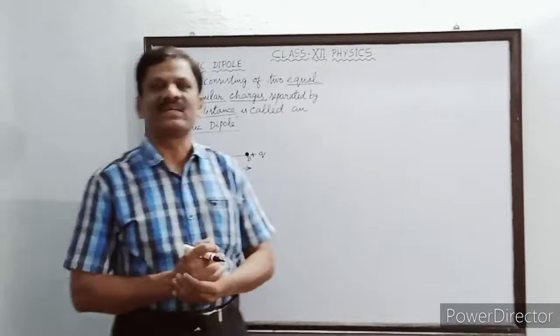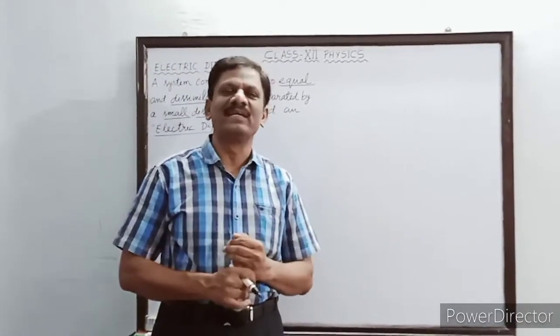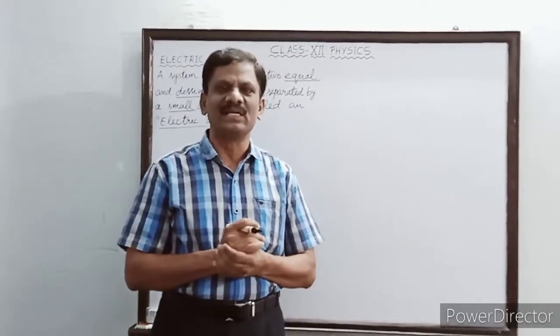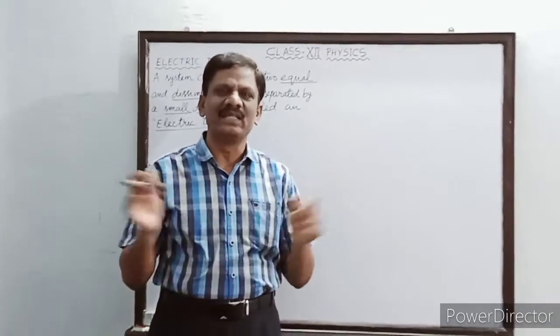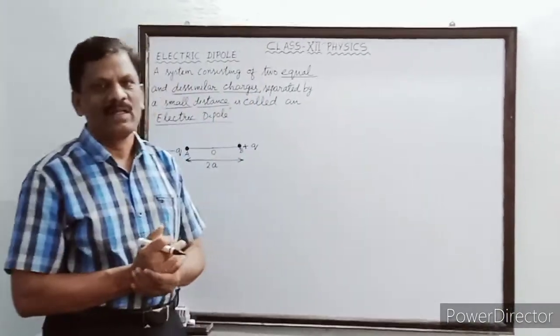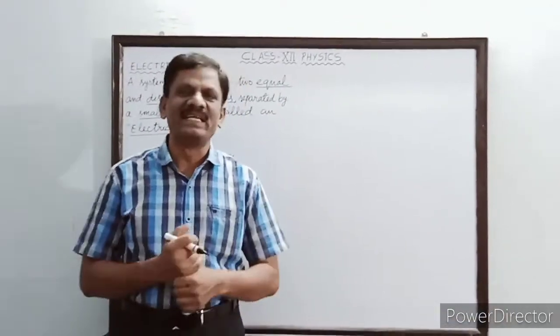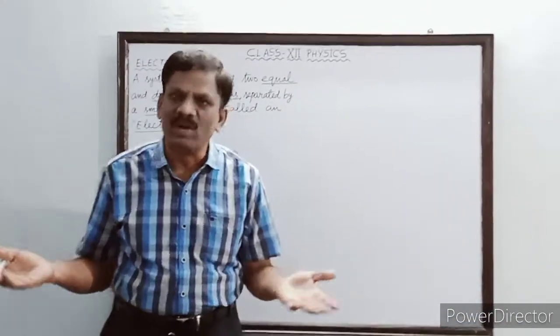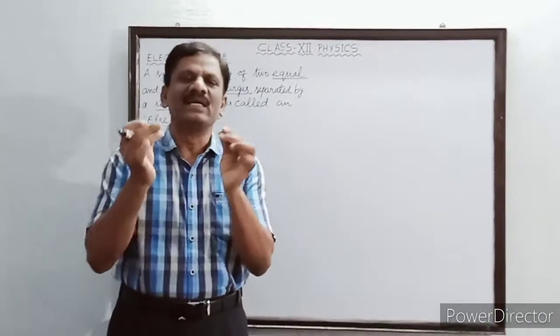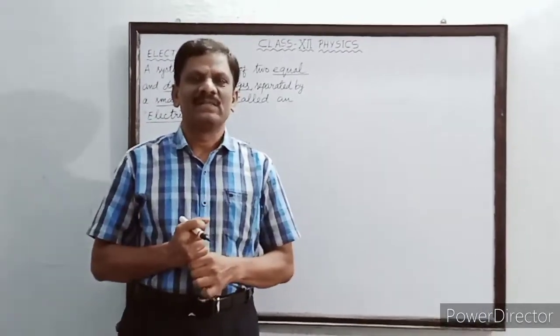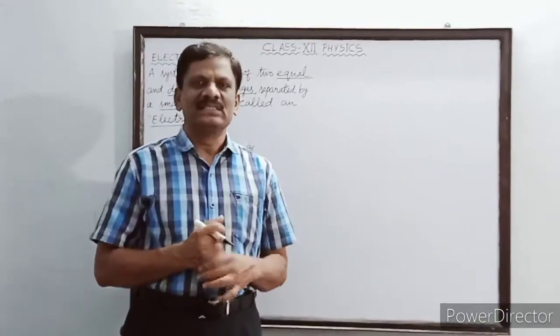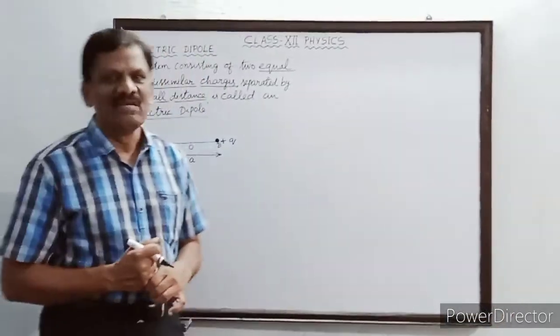In the previous context, you must have studied that a single charge will produce an electric field in the space surrounding the given charge. Now, what will happen if two charges which are equal in magnitude and opposite in polarities are brought to an equilibrium distance, that is, a very small distance? Now, a dipole is said to be formed.